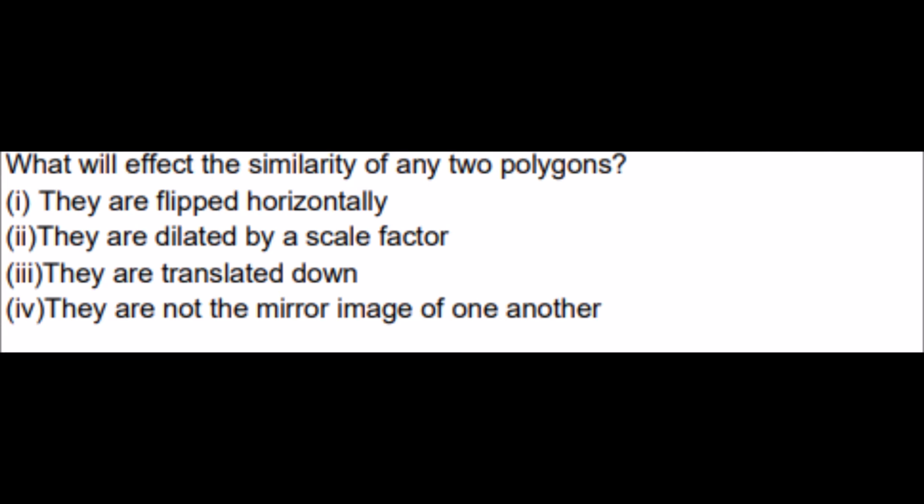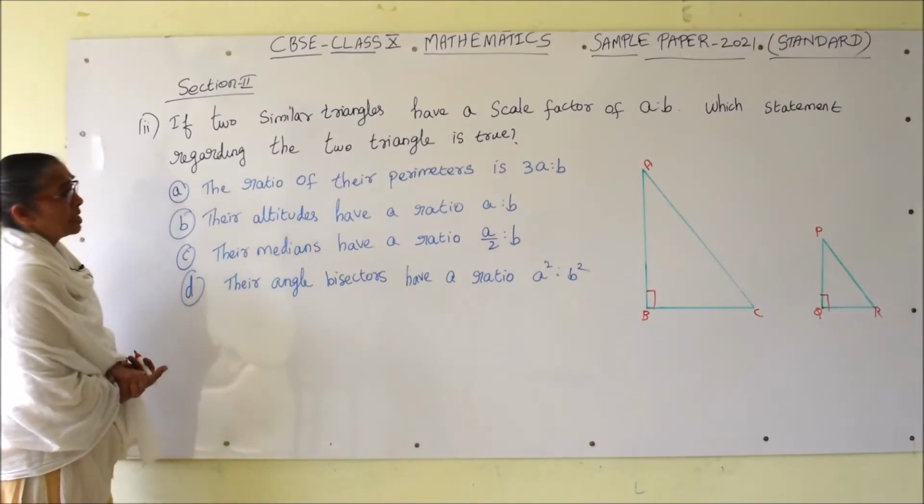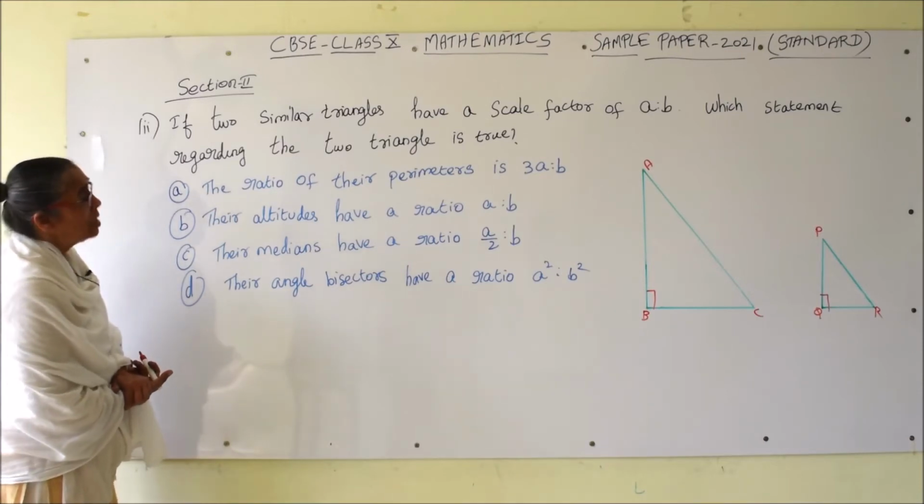Now, the fourth option, they are not the mirror image of one another. Yes, they should be the mirror image of one another. If they are not the mirror image of one another, then that will affect the similarity of the two polygons. So, option D.